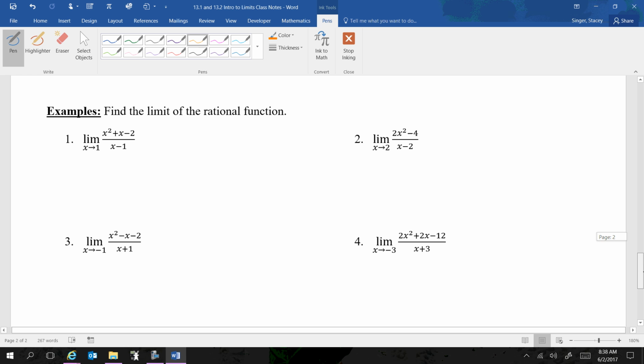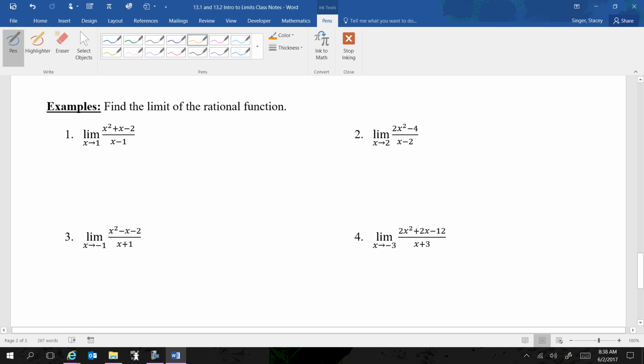So, if I have number 1, limit of x squared plus x minus 2 divided by x minus 1 as x approaches 1. Looking at that before I do anything, if I plugged 1 into my denominator, what do I get? 0. So that means I need to simplify my function before I take the limit of it.